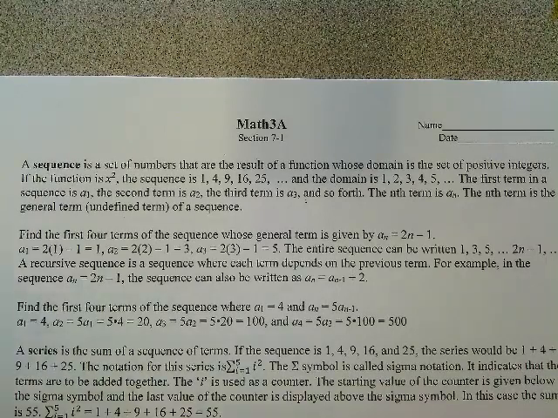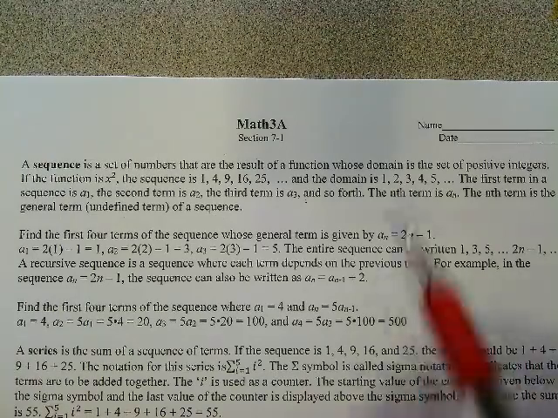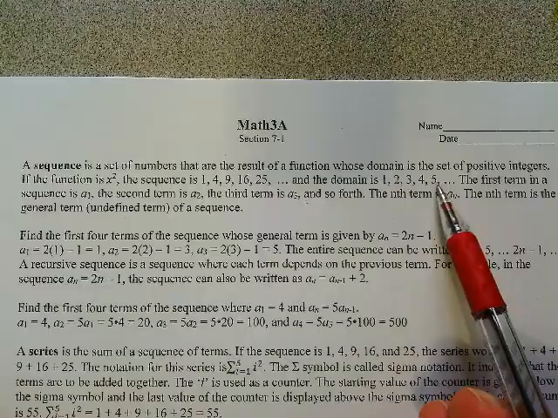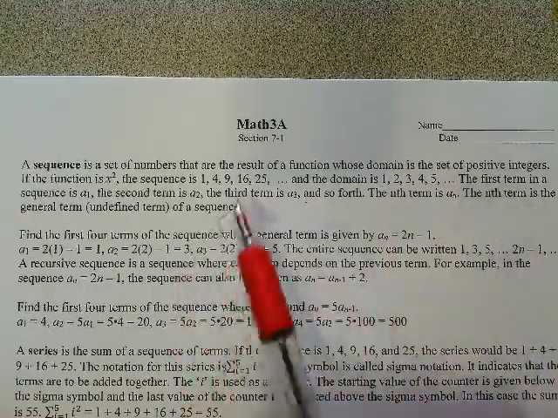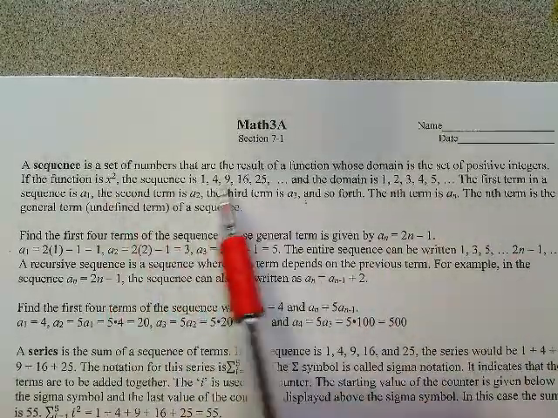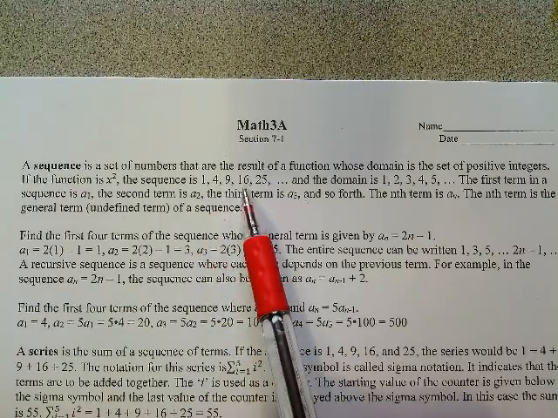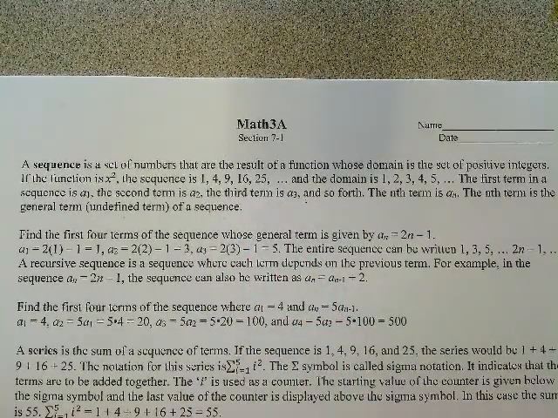A sequence is a set of numbers that are the result of a function whose domain is the set of positive integers. In other words, if our domain is 1, 2, 3, 4, 5, the counting numbers, and our function is x squared, then the sequence is 1, 4, 9, 16, and 25.